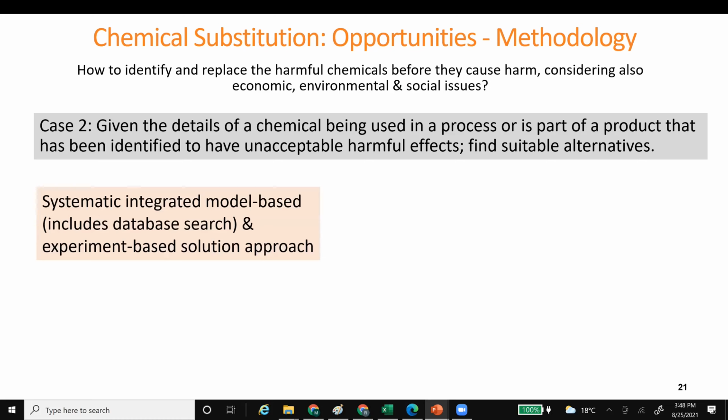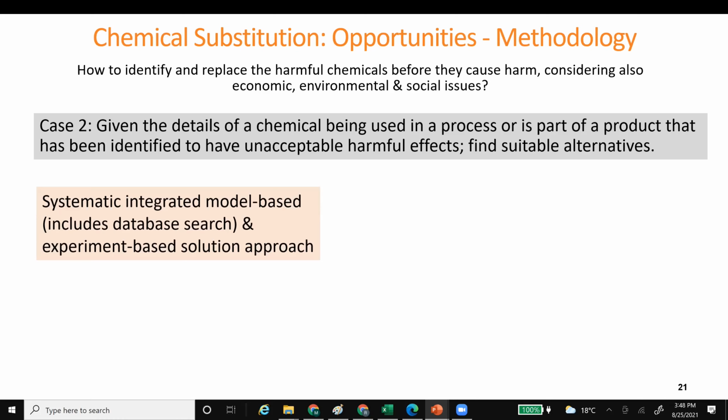So we need a systematic, integrated, model-based method that will include the database search and the model base. As Dr. Overcash has also indicated, we need the process model, we need the product model, we need the application of the product model. So if we have a solvent, we need to know how the solvent is used in the process and how the solvent is made. If we have a drug, then we need to know how the drug is made, but also how the drug performs when it is applied. So all of these things need to be looked at.